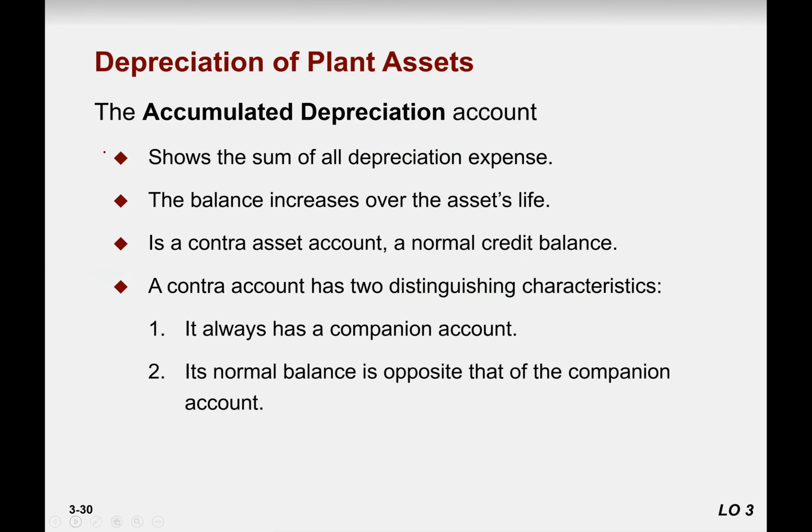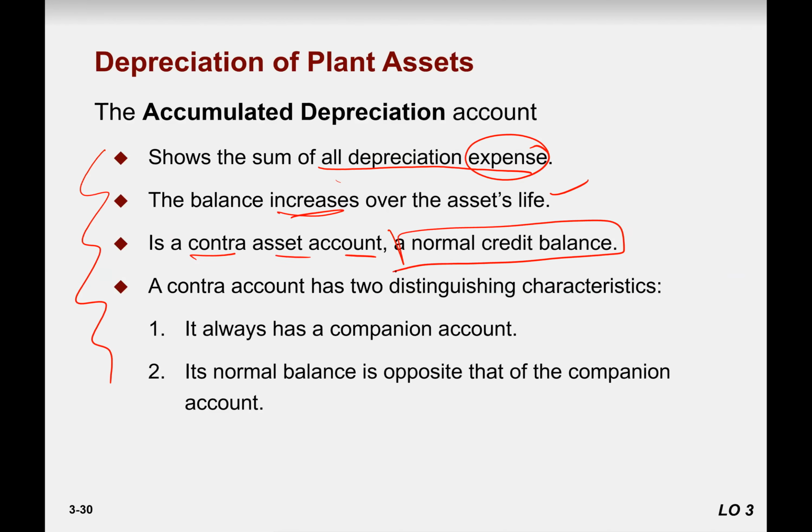The nature of the accumulated depreciation account is that it shows the sum of all depreciation expenses. Its balance increases over the asset's lifetime. It is a contra asset account, which means it has a normal balance of credit. Assets are normally a debit balance, so since it is a contra account, its normal balance is going to be a credit balance.